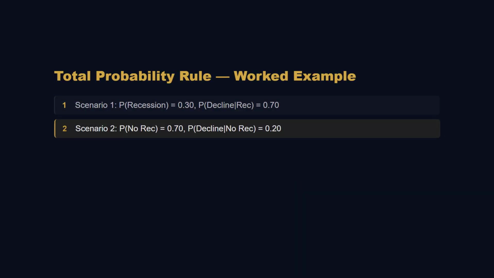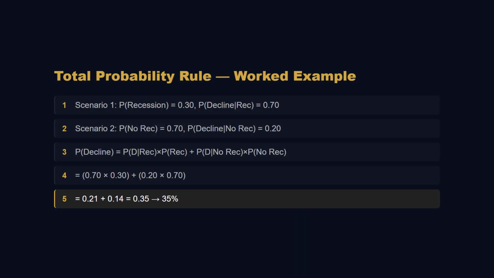Let us compute the total probability of a stock declining. Scenario 1, recession. Probability of recession is 30%. Probability the stock declines given recession is 70%. Scenario 2, no recession. Probability of no recession is 70%. Probability the stock declines given no recession is 20%. Apply the formula. P of stock decline equals P of decline given recession times P of recession plus P of decline given no recession times P of no recession.